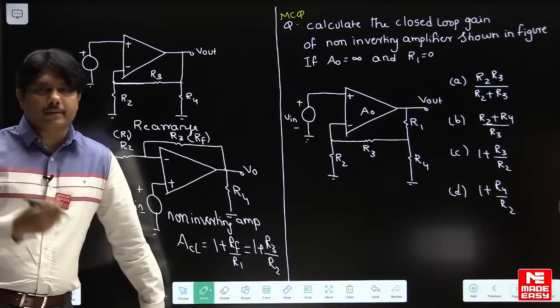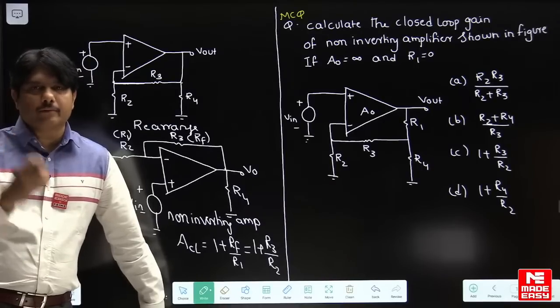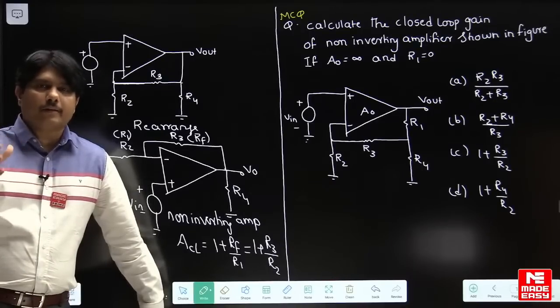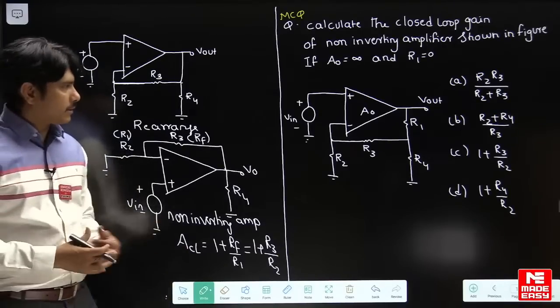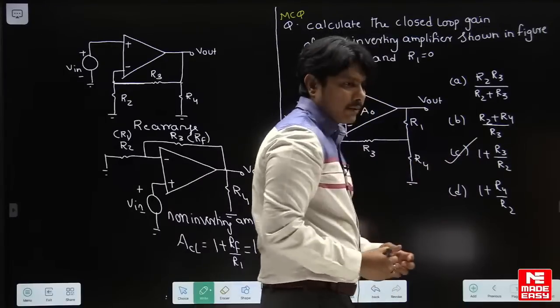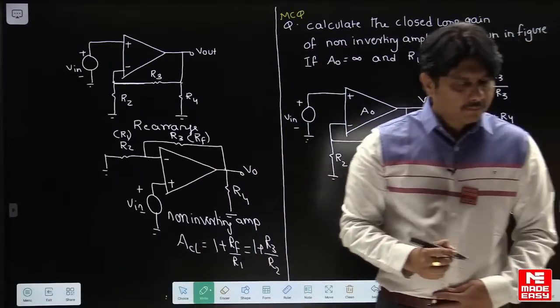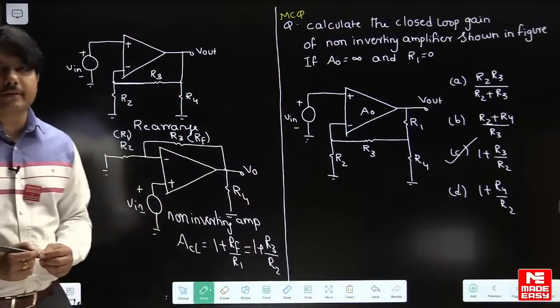Otherwise you will get more tension in the exam and you cannot perform well. Be cool and do the questions. Whatever you have prepared until now, make it perfect and try to start doing the problems. Anyway, the answer for this question is 1 plus R3 by R2. I think most of the students have given C as the answer. That's great. So most of the students are giving the correct answer.